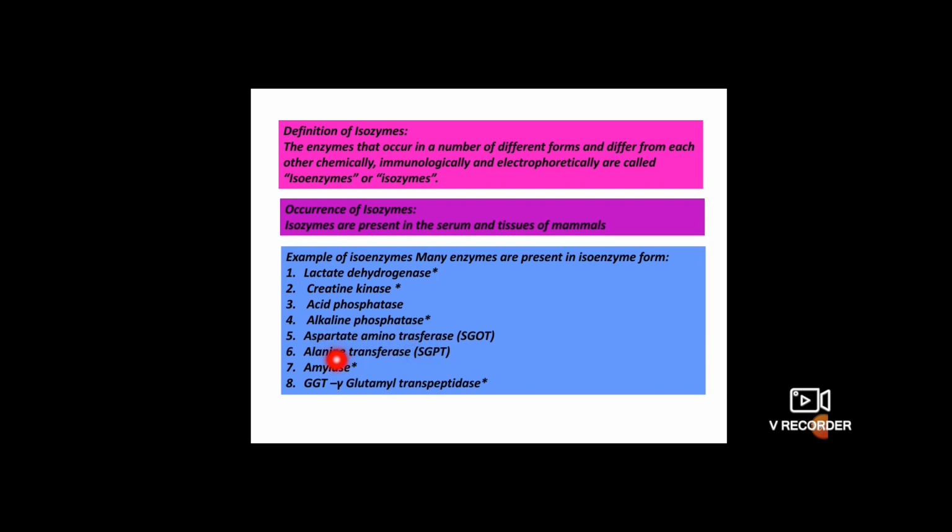Alanine means the substrate, the amino acid alanine, and here pyruvate is the keto acid. So you can see here aspartate is the amino acid and oxaloacetate is the keto acid. Here alanine is the amino acid and pyruvate is the keto acid. Serum glutamate pyruvate transaminase. So the enzyme is going to transfer something, and that transfer is nothing but the amino group.